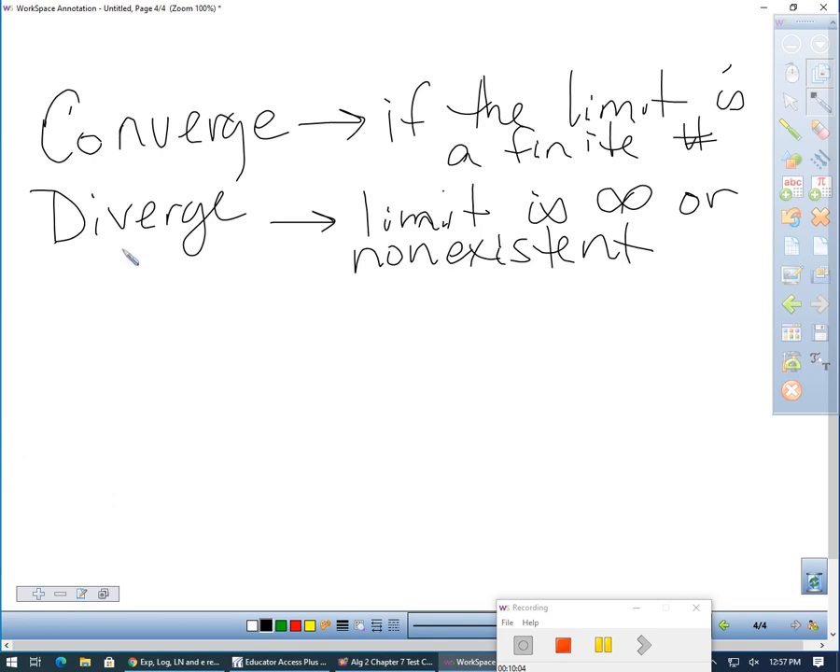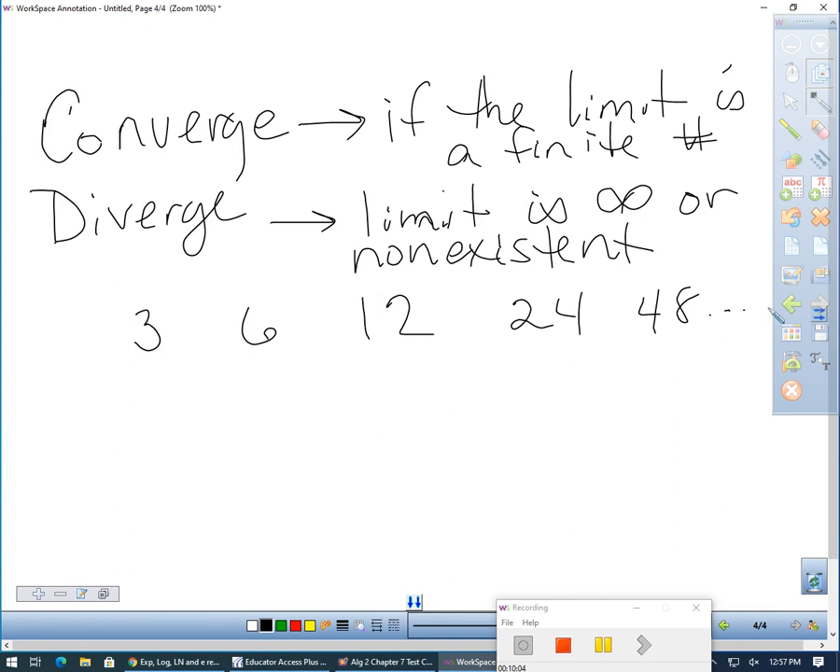Whereas for a divergent one, let's say I have a sequence that looks like this. 3, 6, 12, 24, 48, and so on. Where's that going to? It's going to infinity. It's not getting closer to anything. So that would be a divergent one.